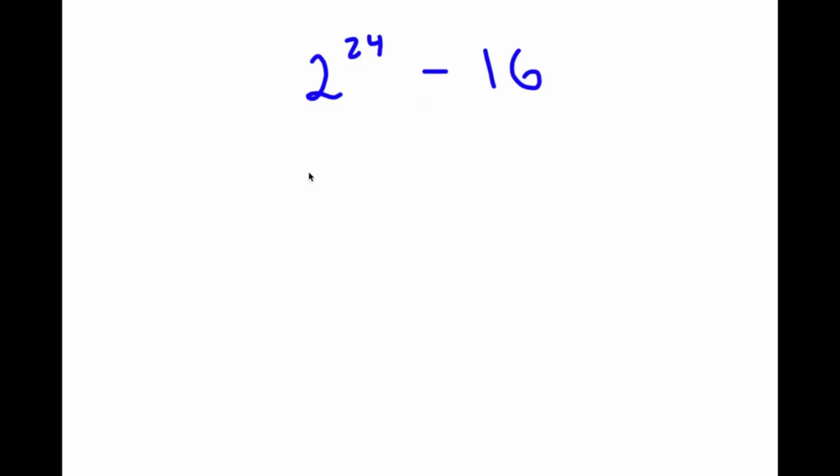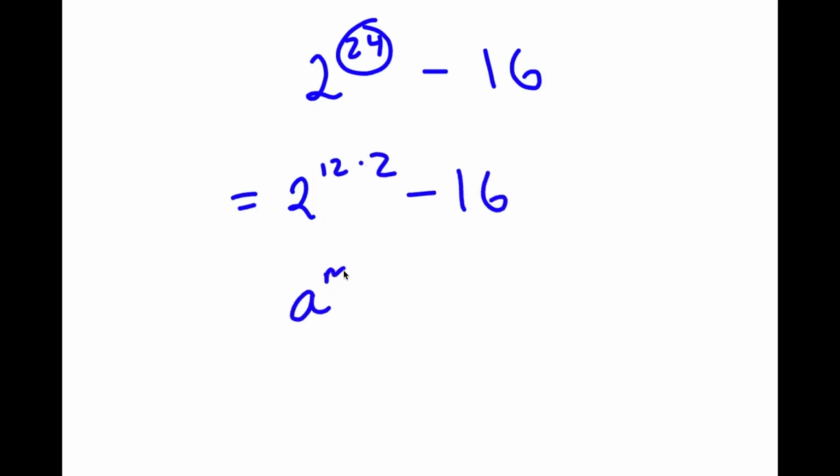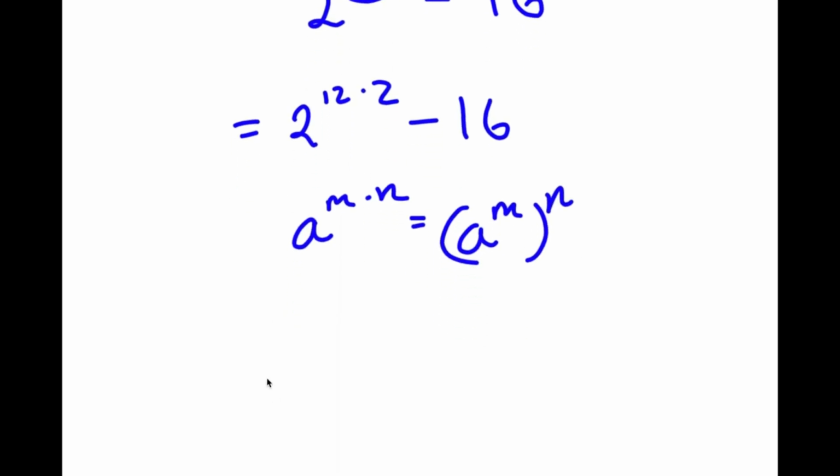Alright, so in this problem, I have 2 to the power of 24 minus 16. To solve it, I'm going to first rewrite 2 to the power of 24 as 2 to the power of 12 times 2. If I have something in the form a to the power of m times n, this is equal to a to the power of m to the power of n. So 2 to the power of 12 times 2 equals 2 to the power of 12 to the power of 2. And I have this minus 16, which is the same thing as 4 to the power of 2.